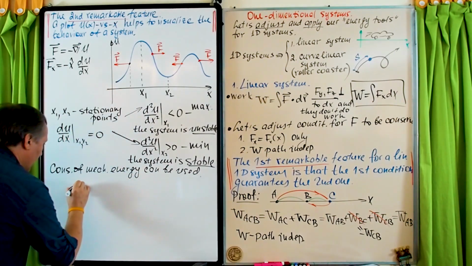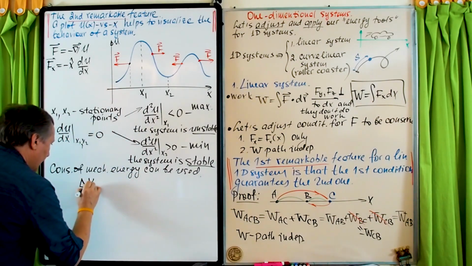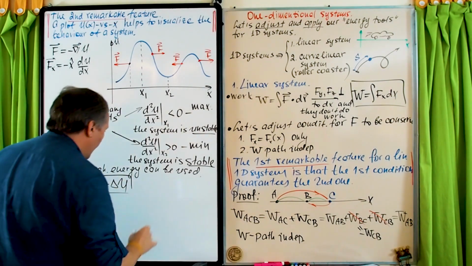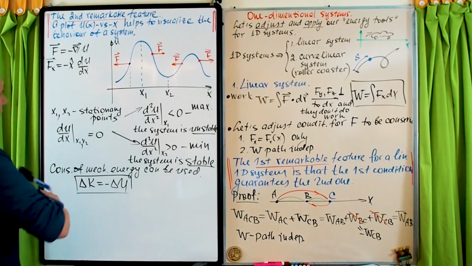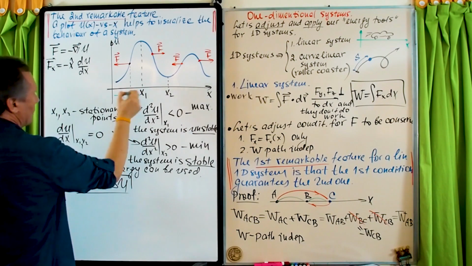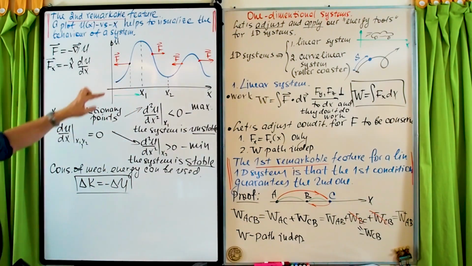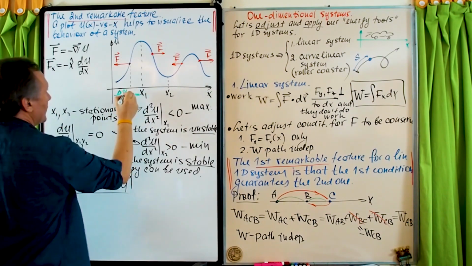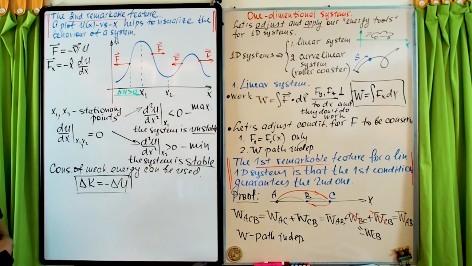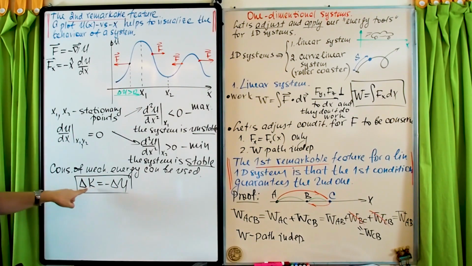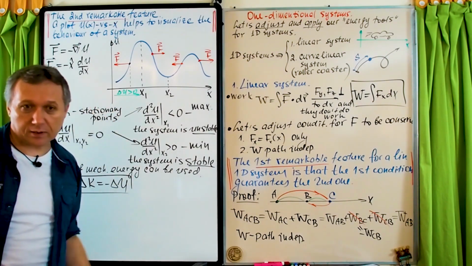Let's write it this way: delta K equals minus delta U, right, in this form. And we can look, for example, over this stretch, as the system moves this way from this point to the stationary point. So what happens with delta U? As you move, delta U increases, so delta U is positive. And if delta U increases, then delta K is negative. It means kinetic energy is going down, right?